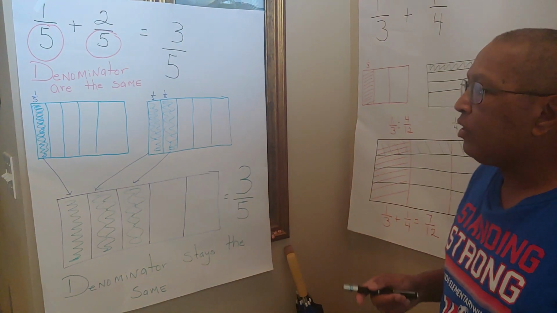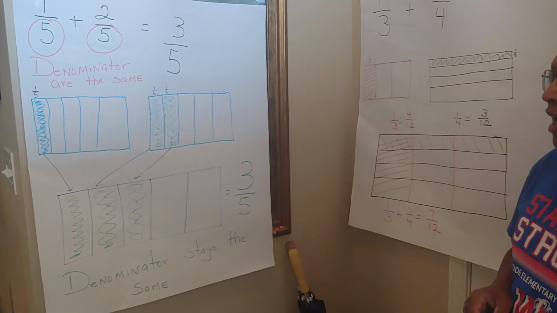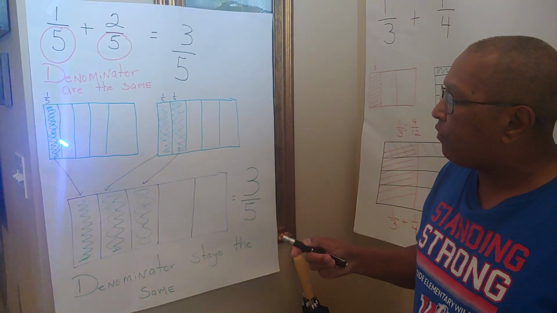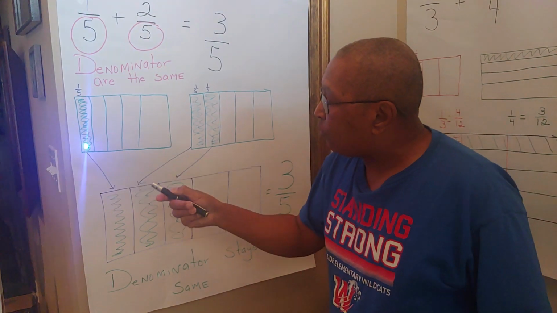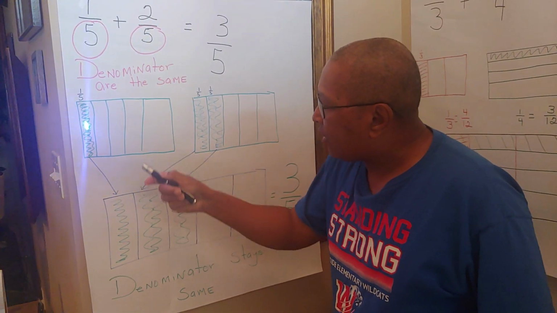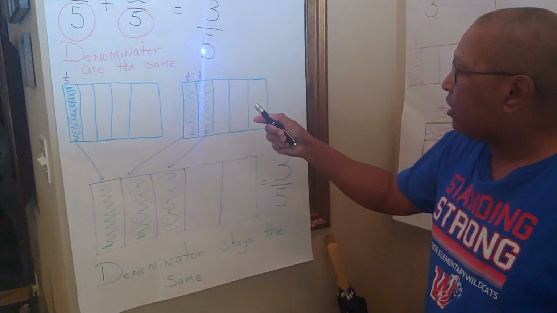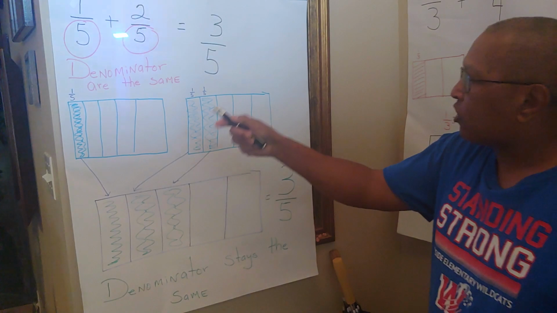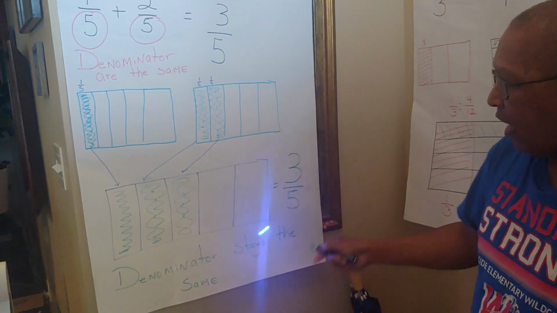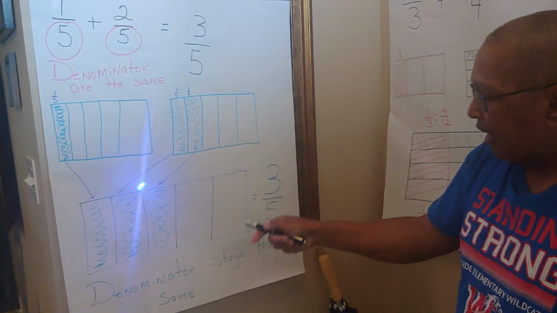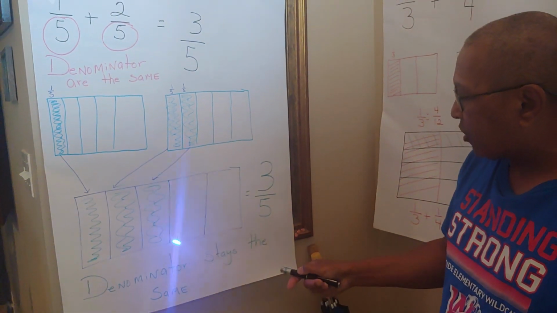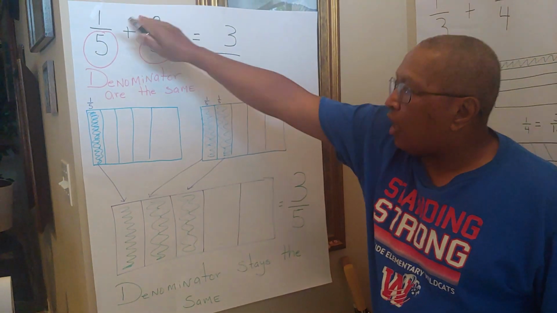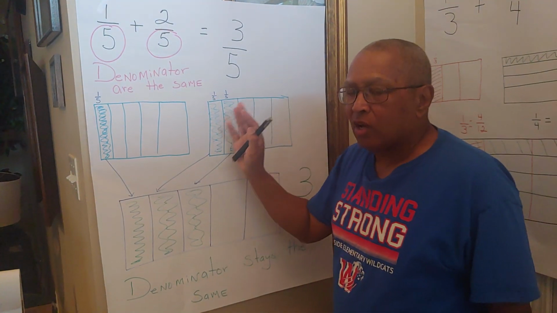Now, I want you to notice this model, and I want you to visualize it. You may have to work with it at home some. I want you to look at where I made 1/5. You notice I colored in 1, 2, 3, 4, 5. That represents 1/5. This represents 2/5. And I just simply added them. I made a model and added 1/5 and 2/5. The denominator stayed the same, and that's 3/5. This is pretty easy. If these are the same, all you do is add those. And so that's not a problem.